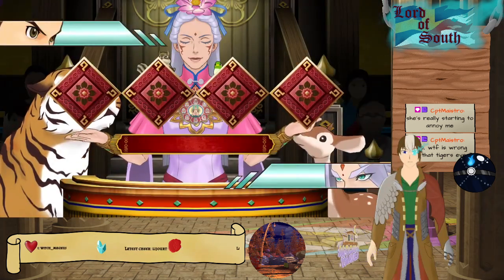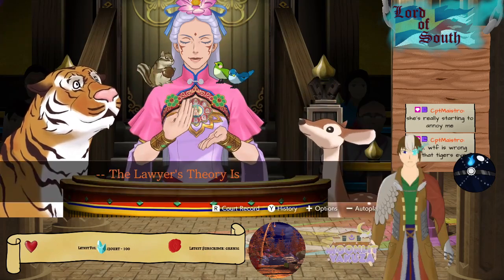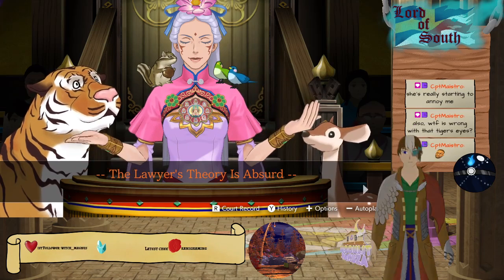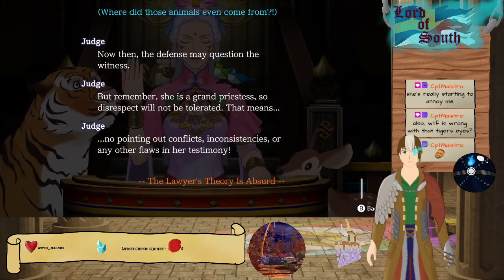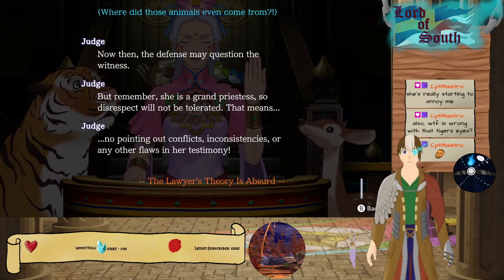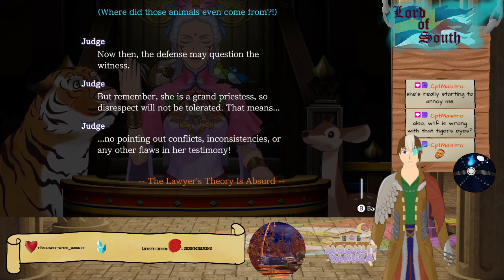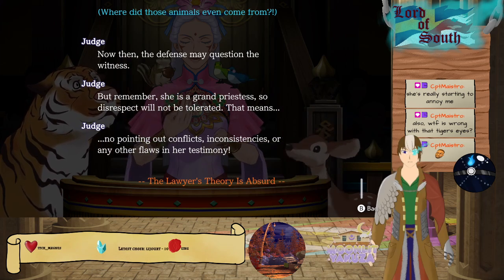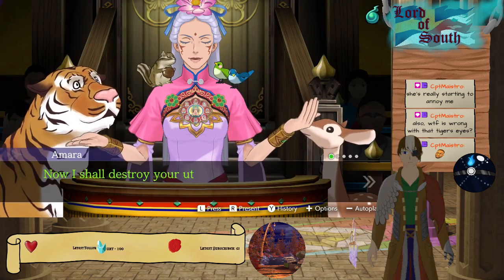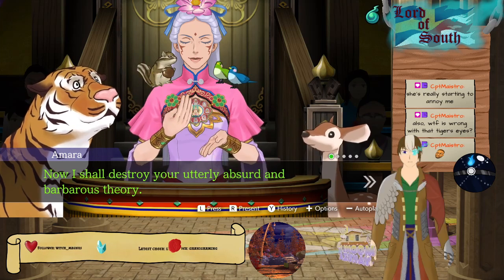Isn't that the point of me doing a cross-examination? Wait, hold on. You're telling me not to do a cross-examination here? Hold on. No pointing out conflicts, inconsistencies, or any other flaws in her testimony. Wait, hold on. You're telling me not to do my job? Really, the fuck? Also, yeah, there is something going on with the tiger's eyes.